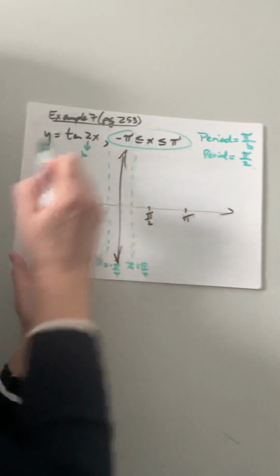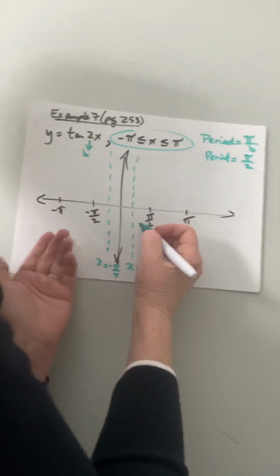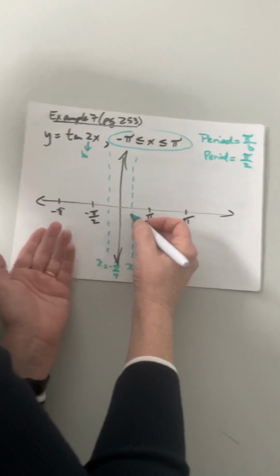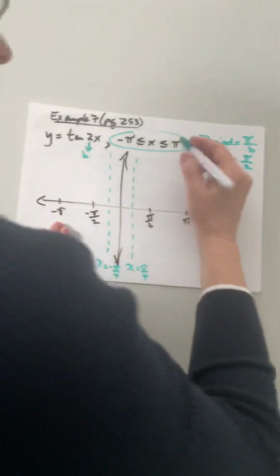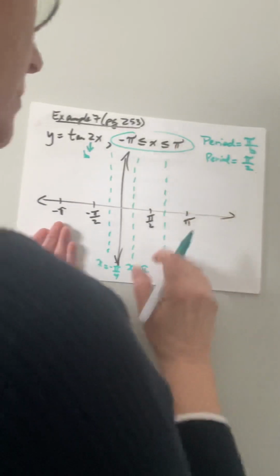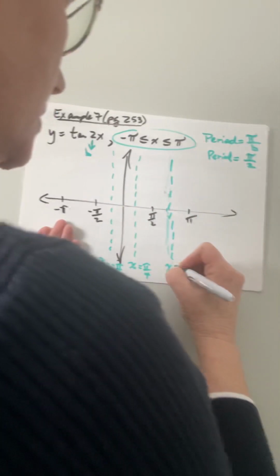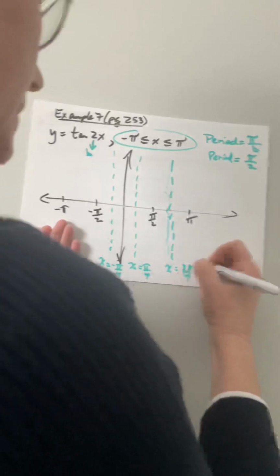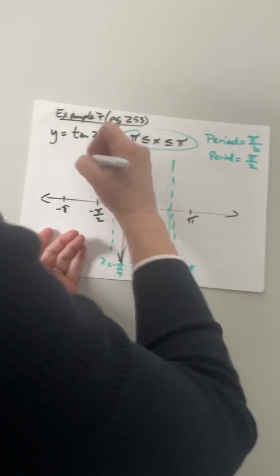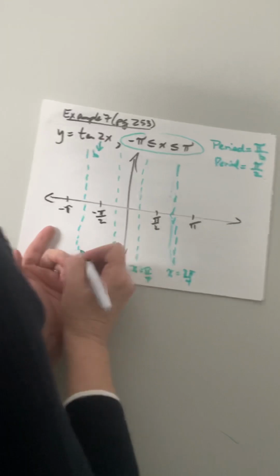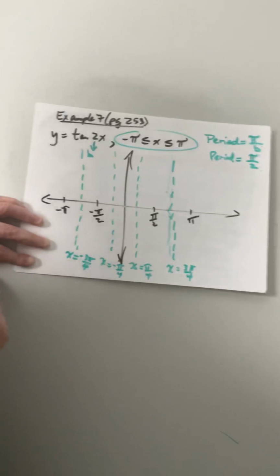We're only looking at this restricted domain, which is why I put my graph from negative pi to positive pi. So for every pi over 2 units, we need another asymptote in both directions. So this would be pi over 4, pi over 2 would be here. Whoops, should be halfway in between there. Okay, so x equals 3 pi over 4. And there's not going to be another one showing because our restricted domain says to stop at pi. We need to come back here and add another one in at x equals negative 3 pi over 4. Okay, so there's our asymptotes.